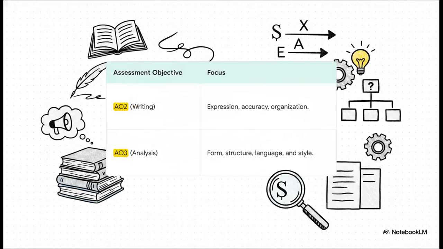Ultimately, your score boils down to 2 main assessment objectives. AO2 is all about the act of writing creatively. This is where you're judged on expression, organization, and how well you tailor your work for a specific audience. AO3, on the other hand, is your analytical skill. This comes into play during your reflective commentary, where you actually dissect those very stylistic choices you just made.